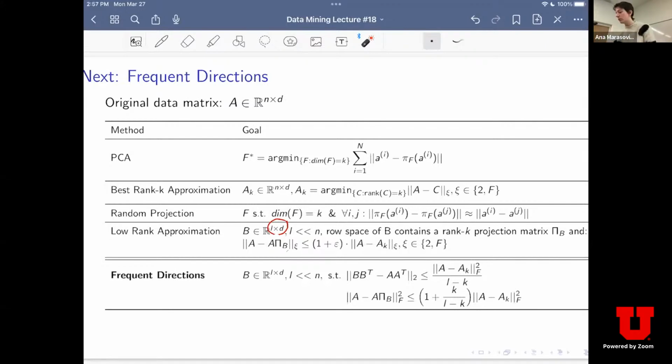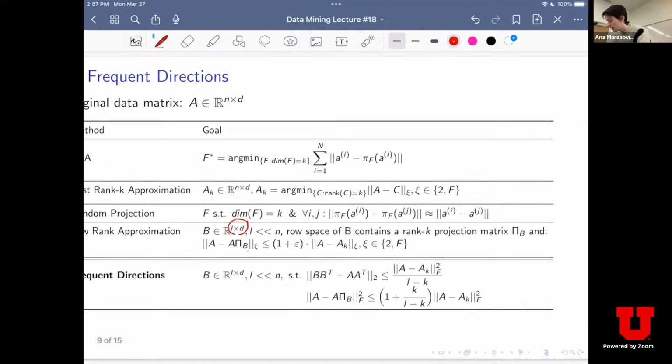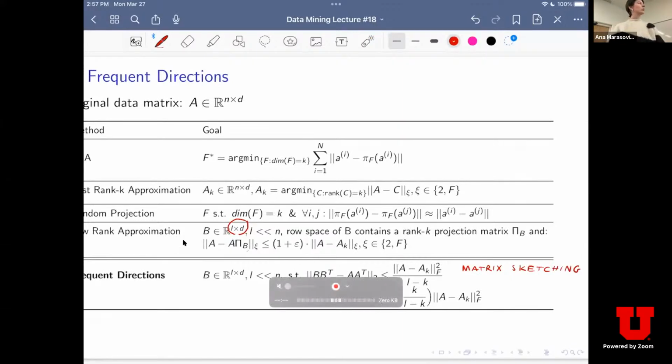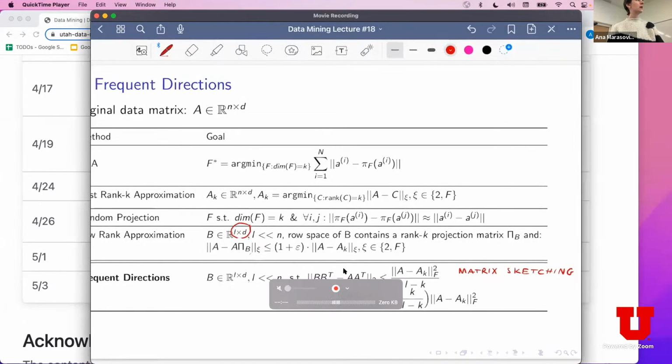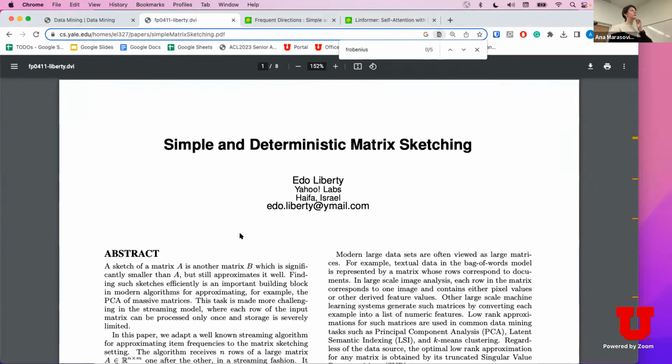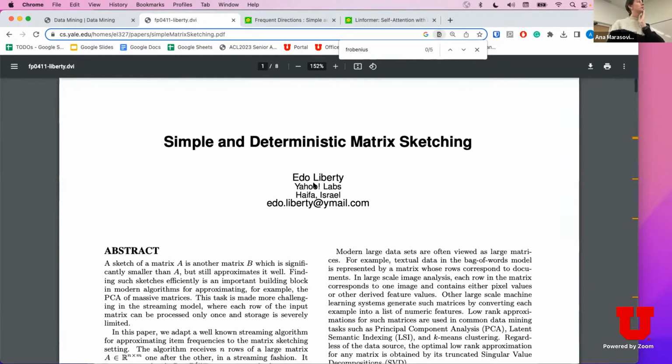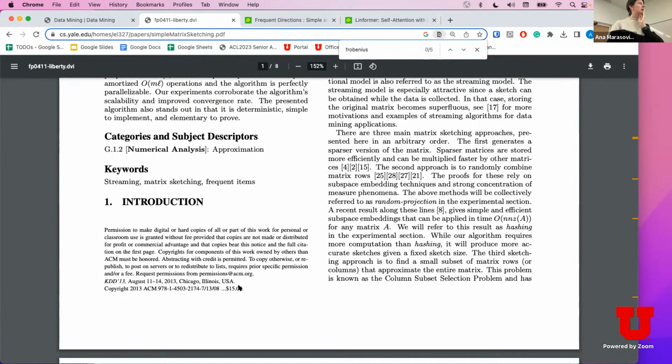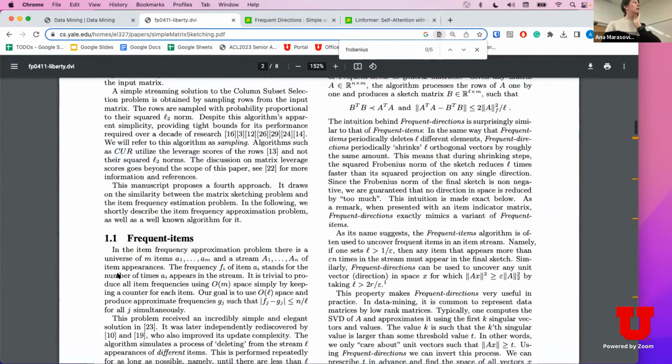If you use this goal, it's called matrix sketching, where you're looking for a sketch of the matrix which is smaller in size and can be a good replacement for your original matrix. And if you look at the original work where they used this bound, this was their goal. It's called Simple and Deterministic Matrix Sketching from Edo Liberty, published in KDD 2013.